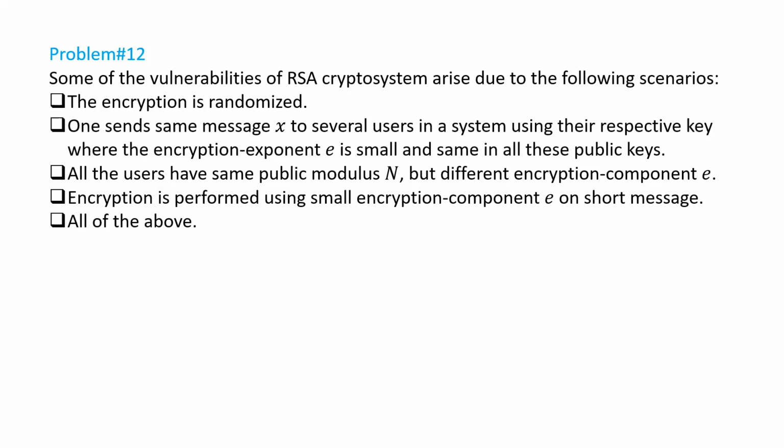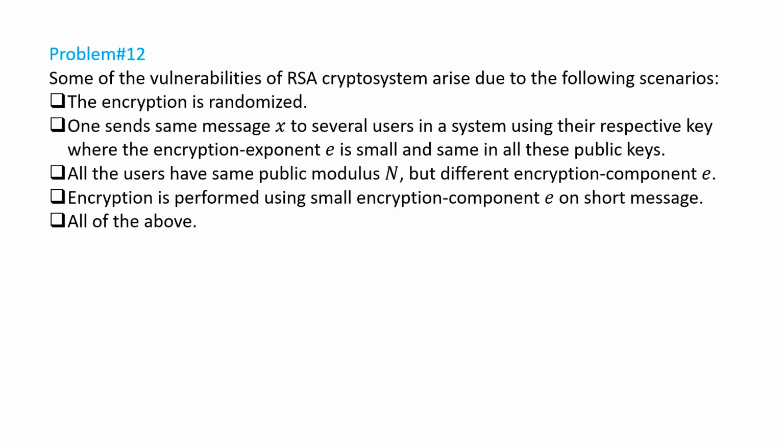So first option, they are saying that encryption is randomized. This is of course wrong because basic RSA crypto system is deterministic, and that is the vulnerability of RSA crypto system, that it is not CPA secure. Okay. So first option is incorrect.